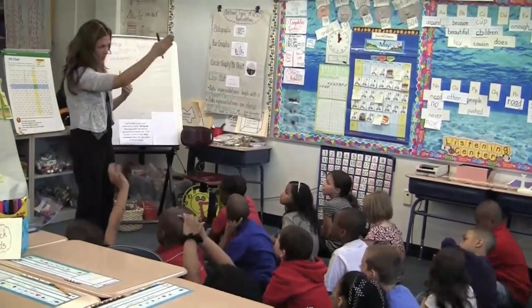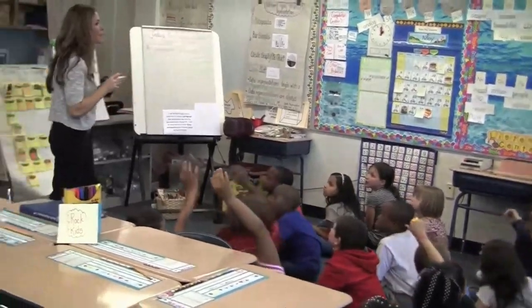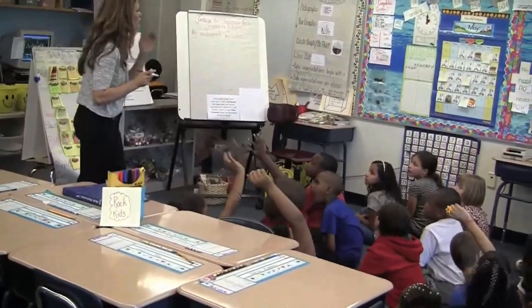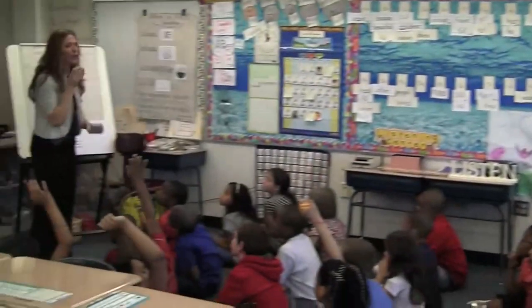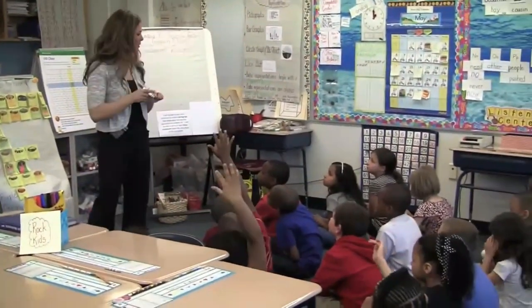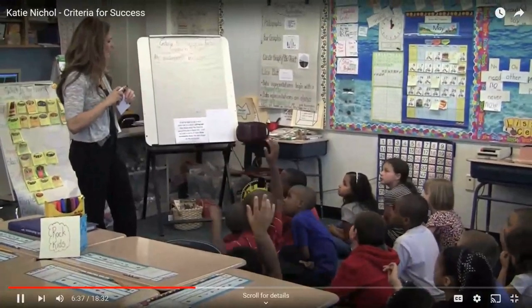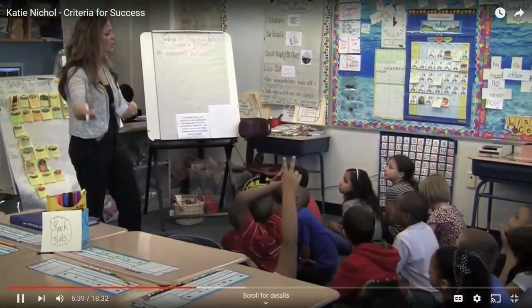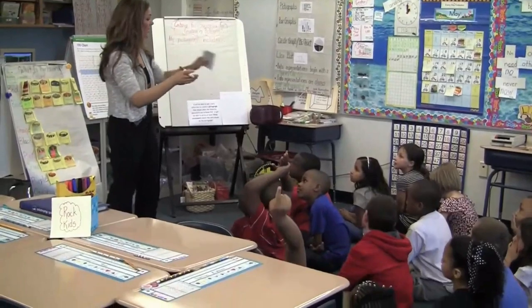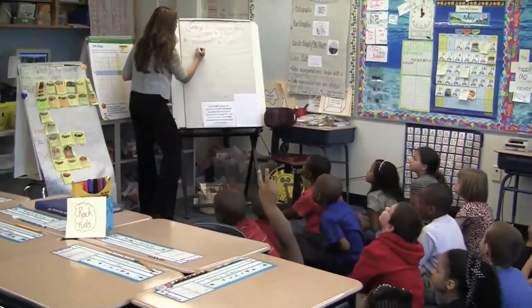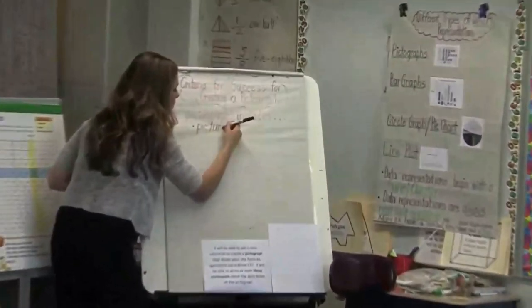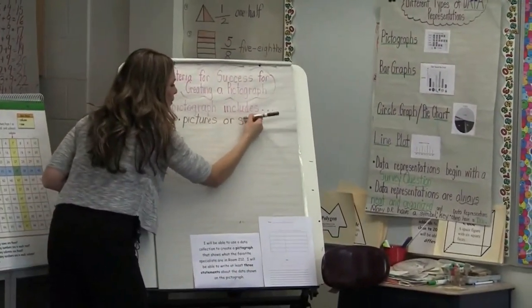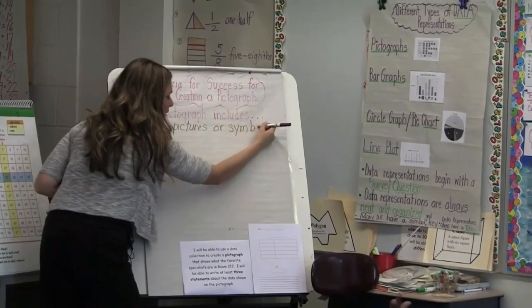Think back, you might need to visualize. If you need to peek at it, you may. Our birthday pictograph. Think about what we used to show the data. One of these was equal to 1 student. 1 cupcake. 1 picture of a cupcake. So do you think pictures and symbols? Tell me again. Pictures or symbols, excellent. My pictograph includes pictures or symbols to represent the data.